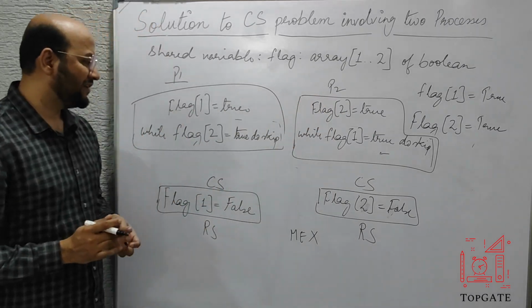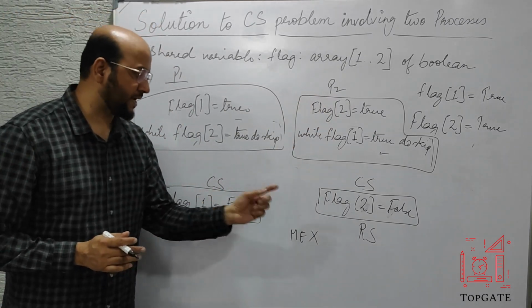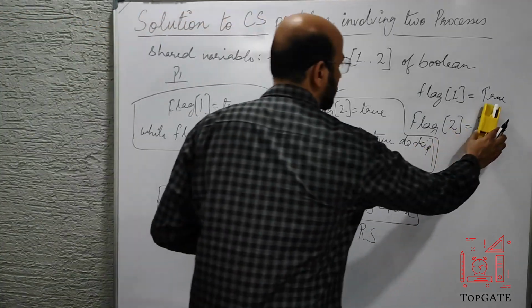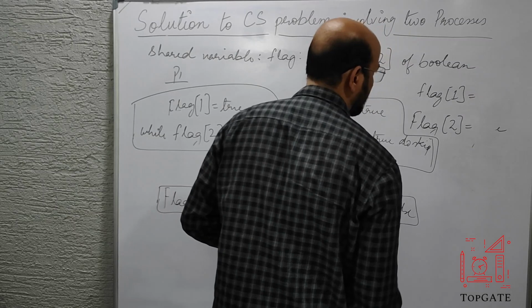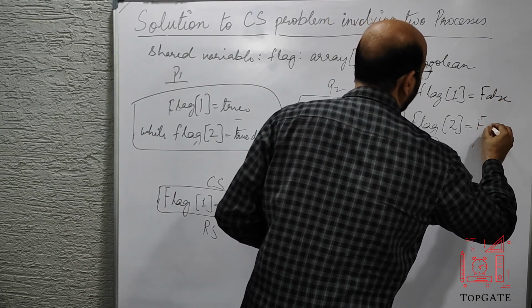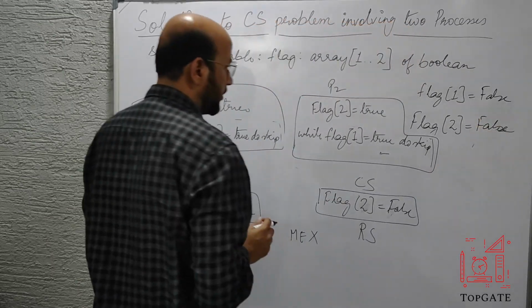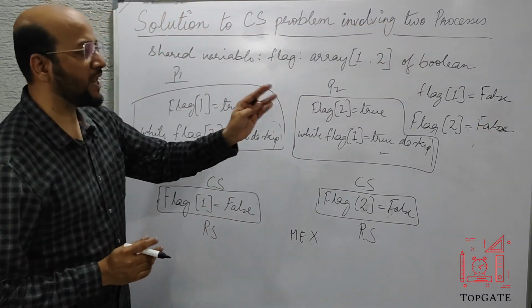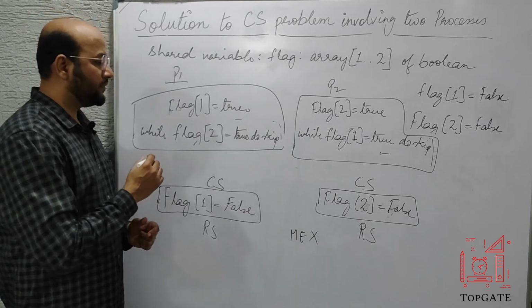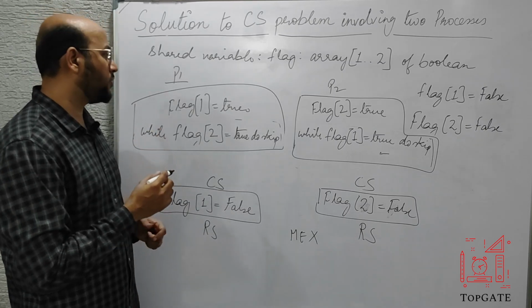Clear? Now let's see whether mutual exclusion is satisfied and progress is satisfied or not. So let's change these values. Flag 1 is equal to false, and flag 2 also is equal to false. So initially both the values of flag 1 and flag 2 are set to false. Clear? Now let's see whether mutual exclusion is satisfied or not.